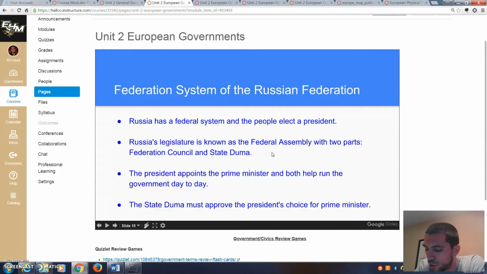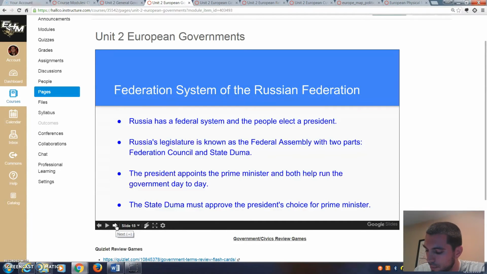Number 9. Who elects the president of Russia? Okay, now we're going to have to backtrack up to this bullet point, and it says Russia has a federal system, which we know means that they have powers shared, between the central government and the state government. But the question is, who elects the president? Well, it says it right there. If you'll read this sentence, it'll tell you who elects the president.